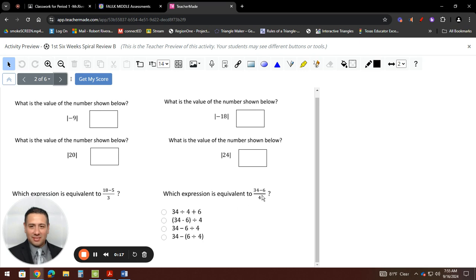34 minus 6 divided by 4. The top always goes first. That's why it has to have parentheses to show 34 minus 6 divided by 4.